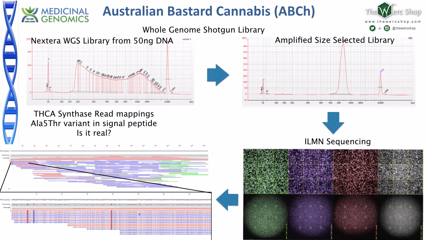Now, this turns out to be an incredibly important point that we can't emphasize enough in dealing with polymorphic plants, because from this, we immediately assumed we had an alanine 5-threonine variant that is in the signal peptide, and maybe that is why this plant's not expressing as much THC. Although it looks homozygous here, we can see some heterozygous SNPs in the middle where things are paired, so this made us scratch our head a little bit.